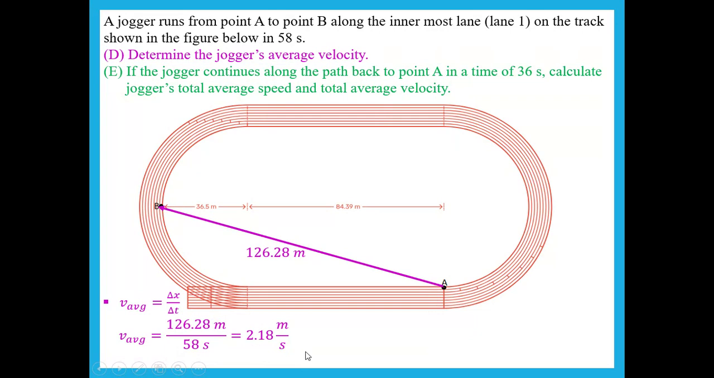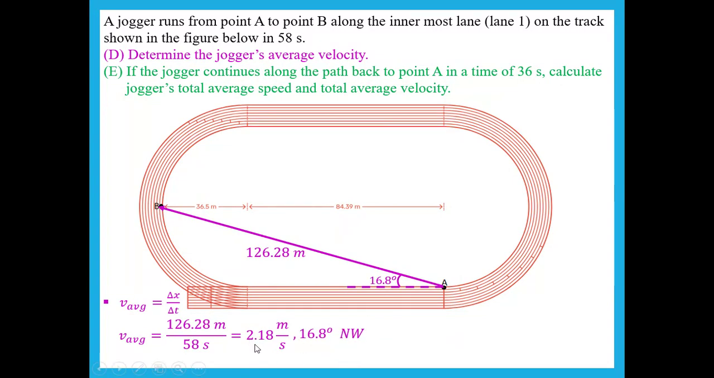However, you're not done yet, right? The wording says determine the jogger's average velocity. It didn't say magnitude of the average velocity. It just says average velocity. And velocity is a vector, so you have to have a magnitude and a direction. So keep in mind, we already found theta previously, and that angle was 16.8 degrees, and it's pointing northwest. So to properly present your answer for part D, you do have to include the direction.